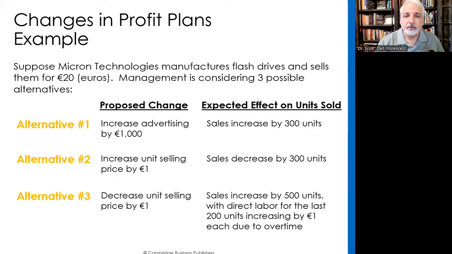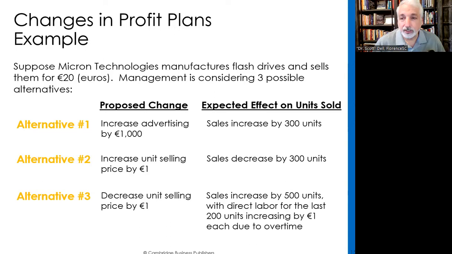So if we're looking at three alternatives, let's say we're talking about euros now. We have a selling price of 20 euros for flash drives. We have three possibilities. In this case, we can increase advertising by 1,000 euros, and we're going to jump the sales of units. We can increase the selling price by €1, and we'll decrease the sales of units, which may or may not decrease overall profits. We might have higher margins, higher profits, even with less units sold. Or we can decrease the selling price and we have the same impact.